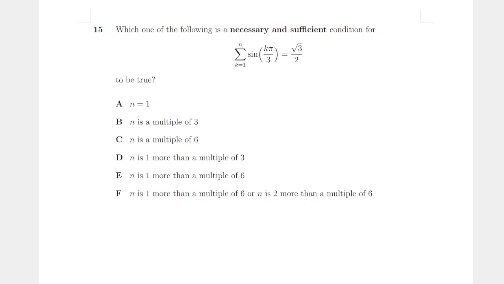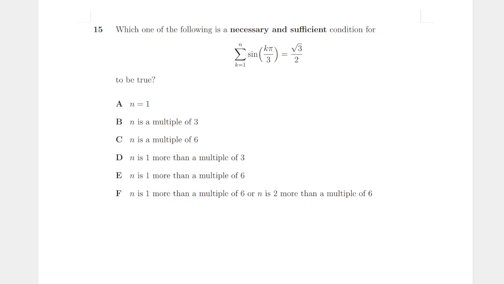All right, question 15. Which one of the following is a necessary and sufficient condition for this to be true? Okay, so necessary and sufficient means if and only if, right? Normally in mathematics, when you write the equal sign, it already means if and only if, to be honest, right? So the necessary and sufficient here doesn't really matter, I suppose.